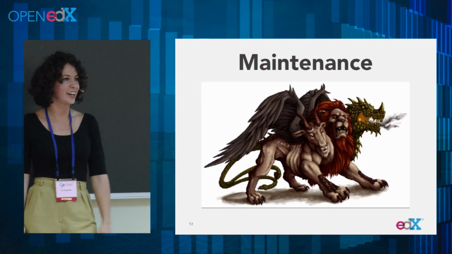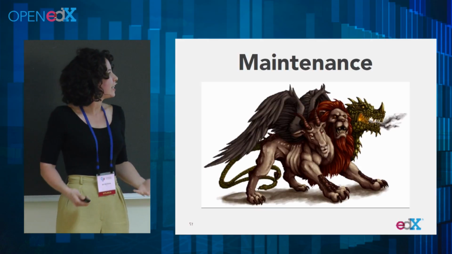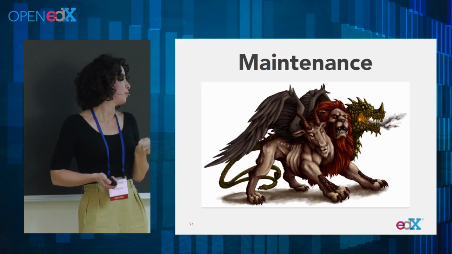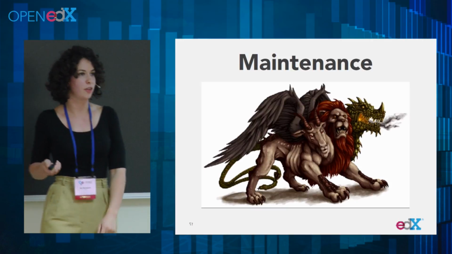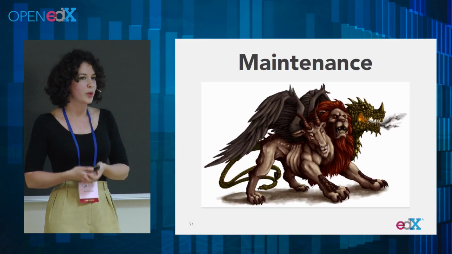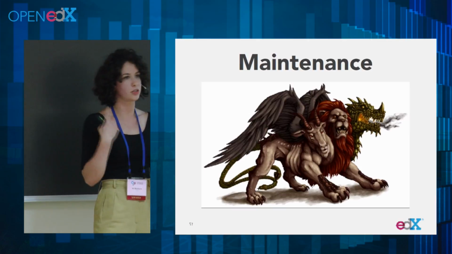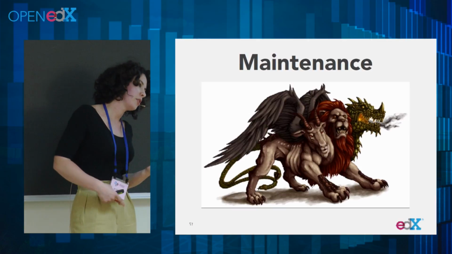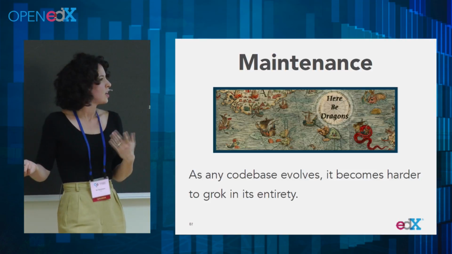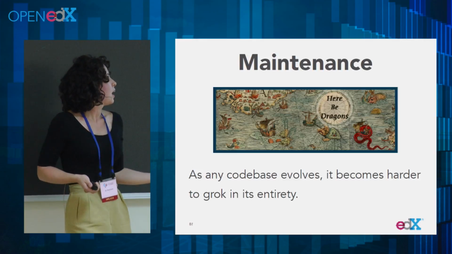Maintenance. So this is a chimera. It is a mythical creature made of multiple different animals in one body. Multiple heads, all very angry, all very dangerous. And I feel like for the Open edX front end, this is kind of an apt metaphor. We've got our CoffeeScript, we've got our jQuery, we've got our Backbone, we've got a lot going on there. And not everyone understands all of that right out of the box.